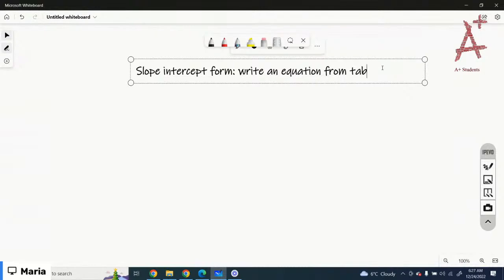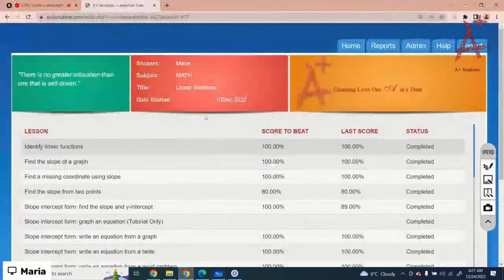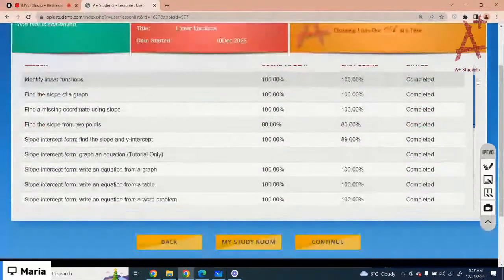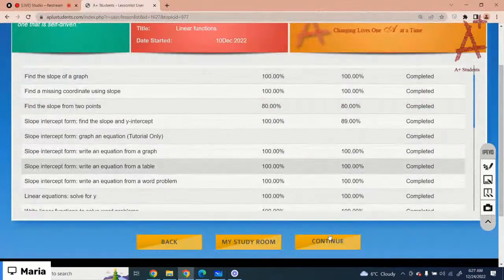Write an equation from table. Got it? Now you are given a table and you have to write the equation. Here it is. Write an equation from a table.